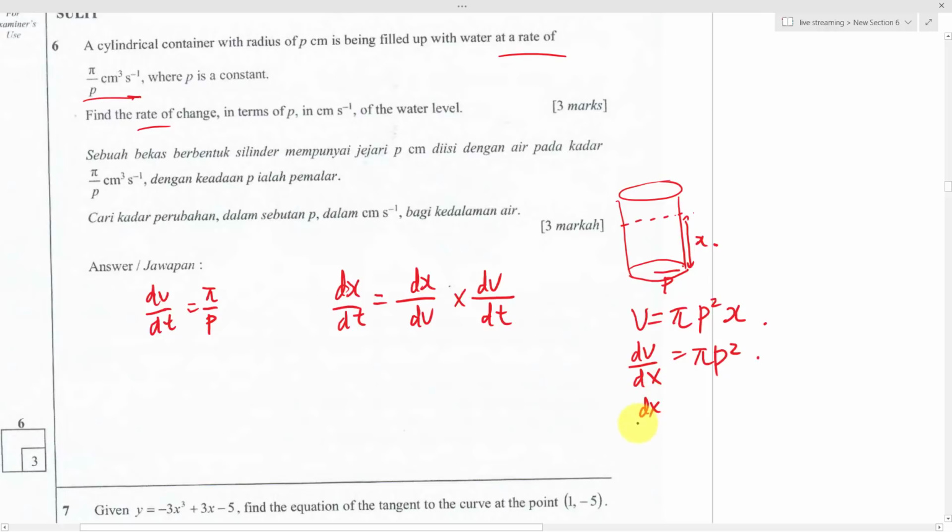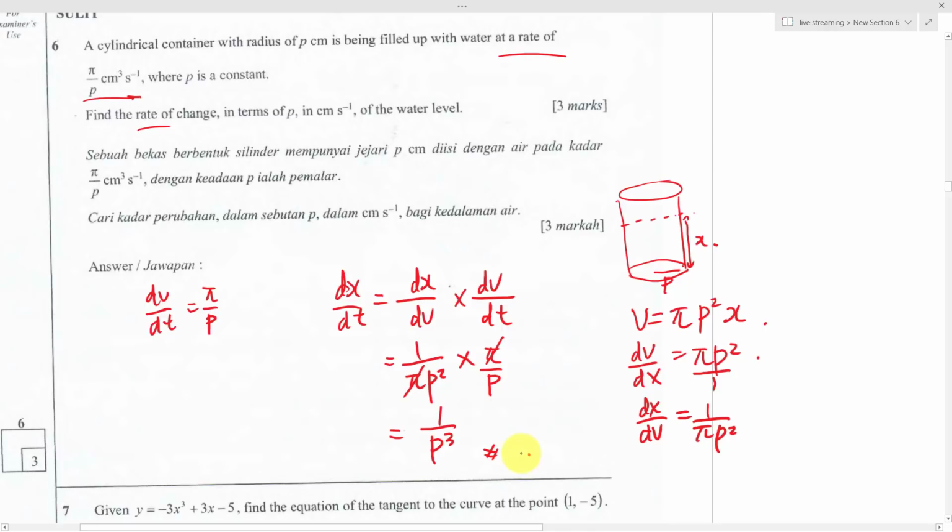So therefore, dx/dV is 1 over pi p squared. And my dV/dt I already have is pi over p. So pi and pi I simplify, then I get 1 over p cubed. This is my rate of change of the water level.